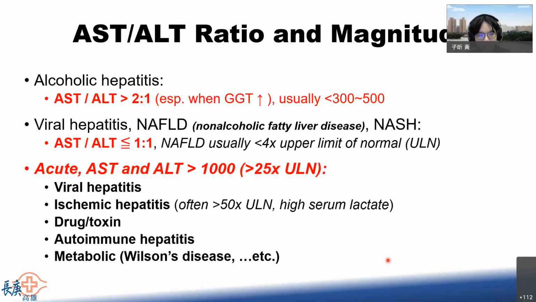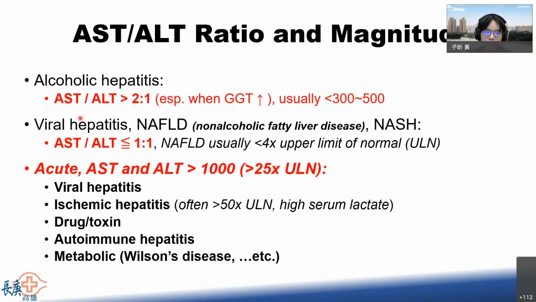This is especially noted when the gamma GT is elevated as well. As I had previously mentioned, the gamma GT may be elevated in a patient who has chronic alcohol use disorder. And as for the magnitude of AST-ALT elevation, in alcoholic hepatitis usually it exceeds the upper limit, but if it's purely related to alcohol, the AST-ALT levels may be usually less than 500, about 10 to 15 times the upper limit of normal.